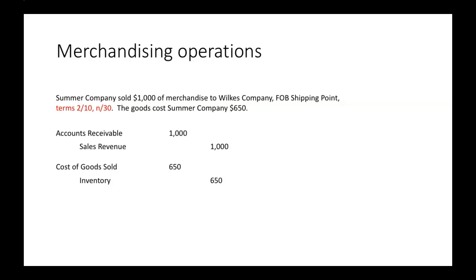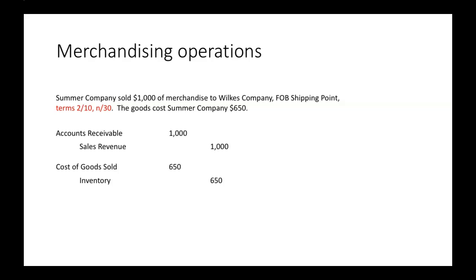Now we have these terms, right? Terms 2/10 net 30. What that's telling us is that there's going to be a 2% discount if Wilkes Company pays back within 10 days. Or Wilkes Company has to pay the net, they have to pay everything that they owe within 30 days.